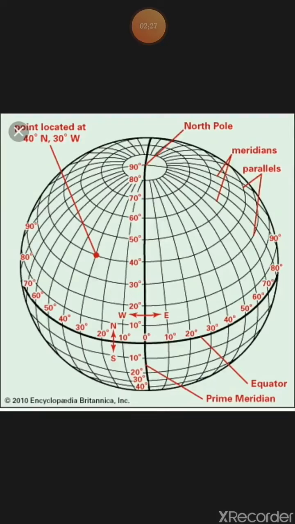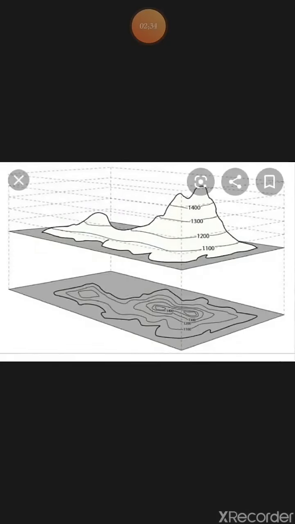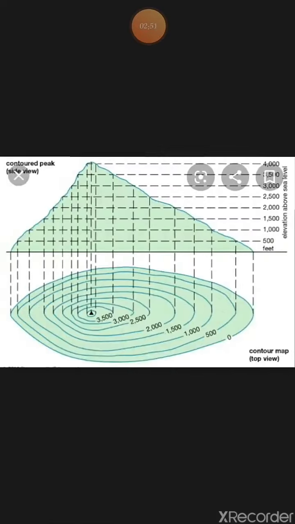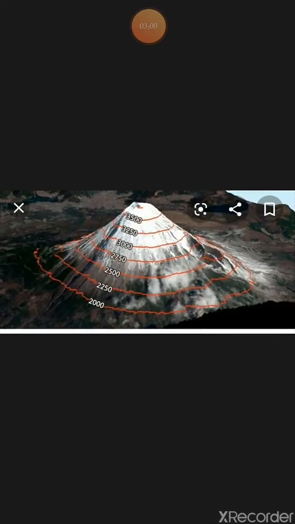Now, a very important feature of topographical maps are contour lines. Contour lines are used to determine elevations. They give a three-dimensional effect on the map. Contour lines are obtained by joining points of equal heights above the sea level. Contour lines show height or elevation and shape of the landform such as mountains, hills, valleys, etc.